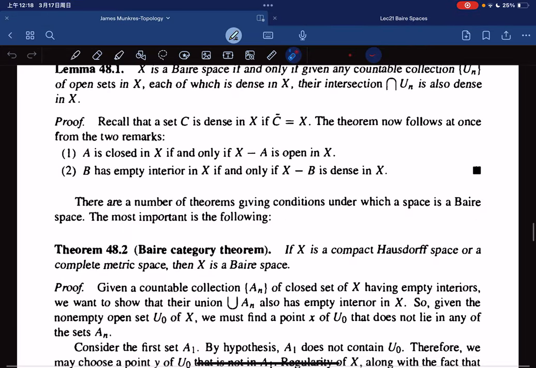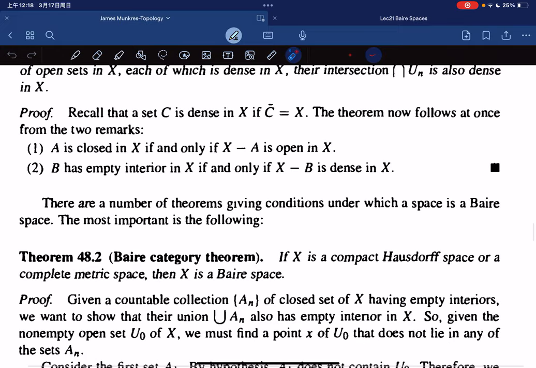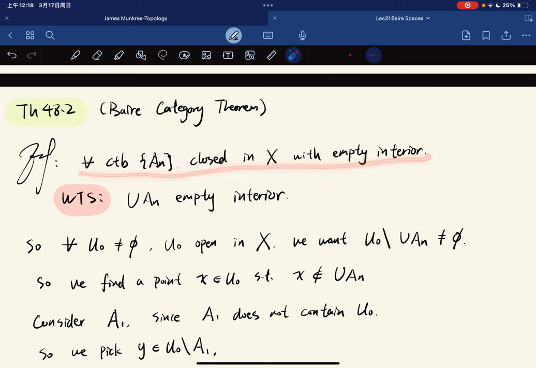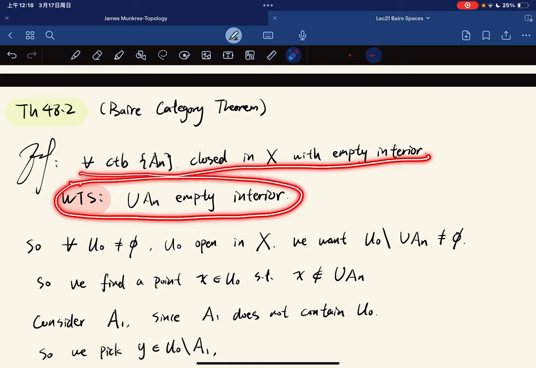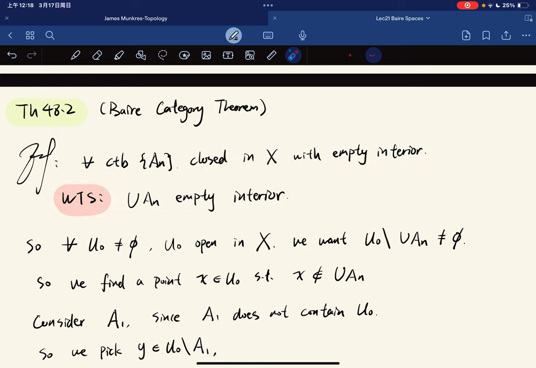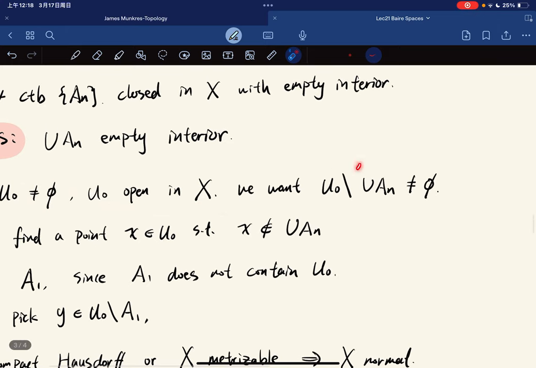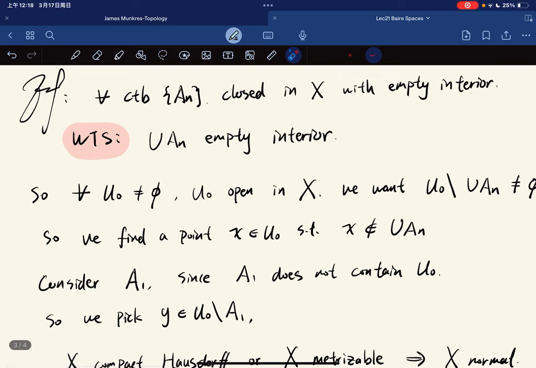So here comes the important theorem, called the Baire category theorem: compact Hausdorff spaces and complete metric spaces are Baire spaces. So they belong to the class of Baire spaces. The proof is that for any countable closed sets with empty interior, we want to show that their countable union also has empty interior. Which means that for any non-empty open set, it is not a subset of the union, so we need to find a point that is not in the union.